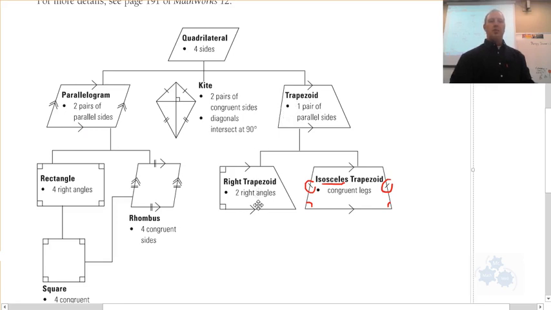Remember, there are different types of trapezoids. A right trapezoid that has 2 right angles, or an isosceles trapezoid. You could have some of those. So be as specific as you can on your test when you're asked about a shape. Any questions about this page here?